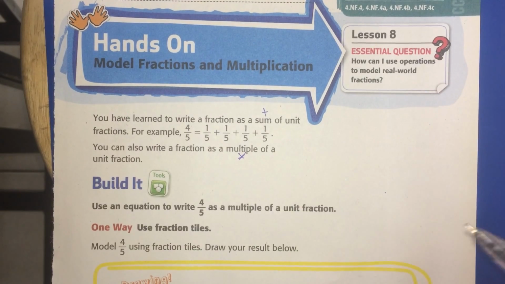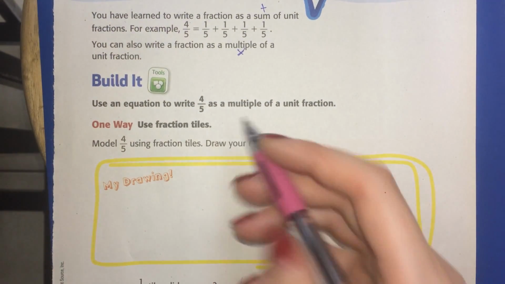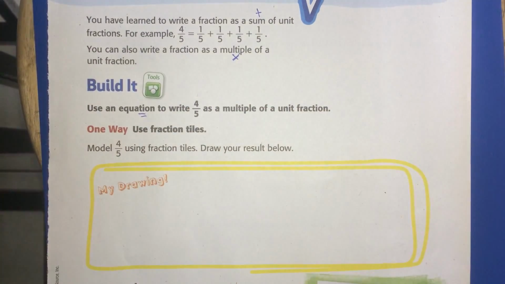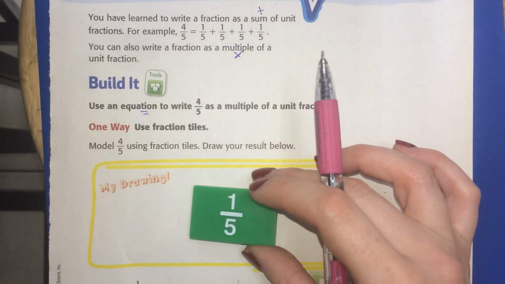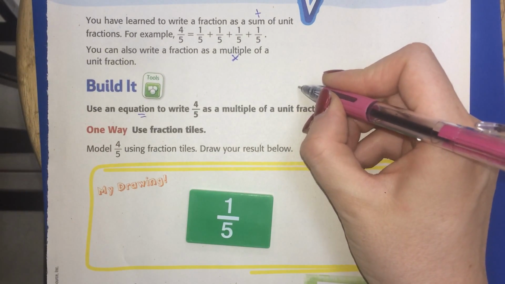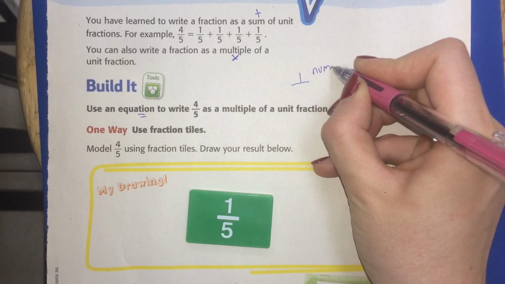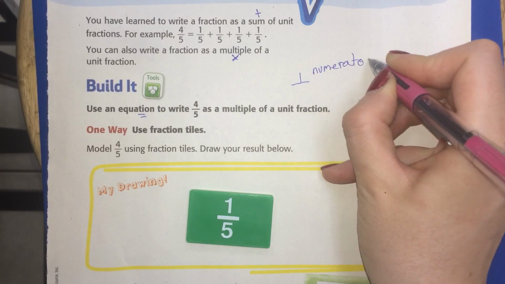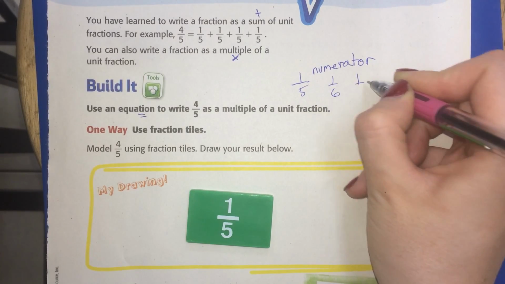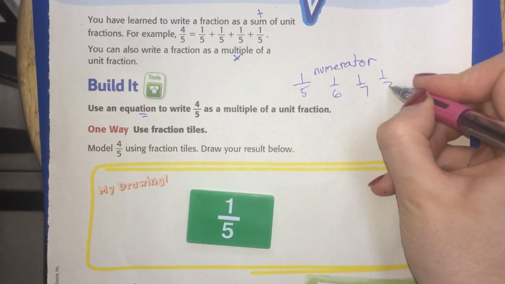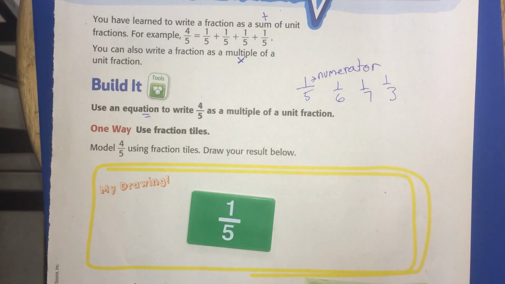Okay, so we're going to use multiplication. Use an equation. Equation means equal. To write 4/5 as a multiple of a unit fraction. Remember, a unit fraction means 1 in the numerator. Okay, like 1/5. Or 1/6, or 1/7, or 1/3. Okay?